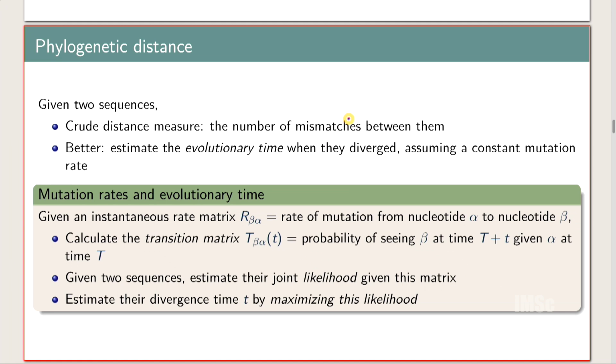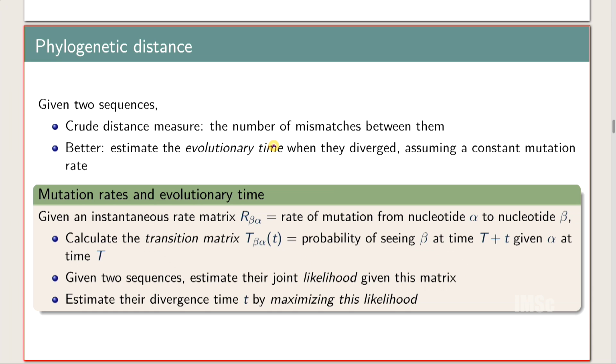And you could assume a constant mutation rate. We'll come to that. So the evolutionary time is monotonic in the number of mismatches roughly, but not linear, because the number of mismatches saturates at about 75%, because 25% will always match by chance. I'm talking about DNA. Since there are 4 nucleotides, you'll get 1/4 of them matching just by chance.